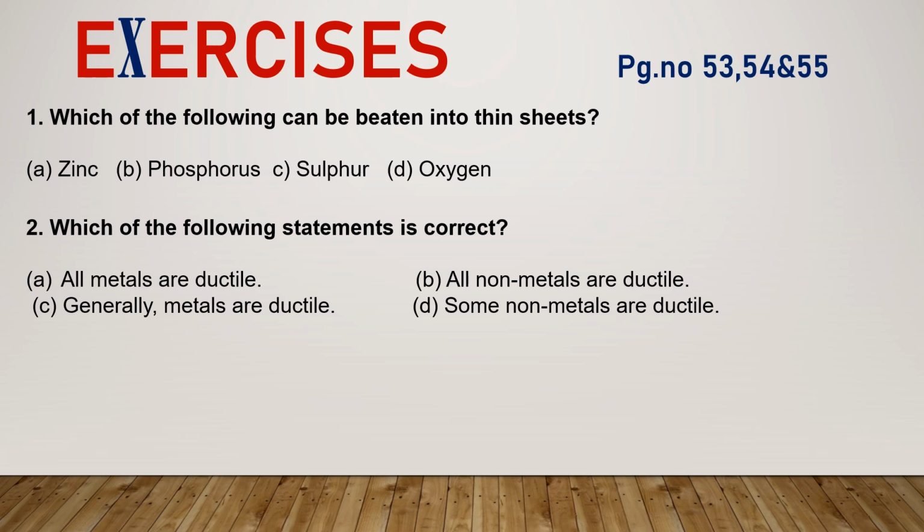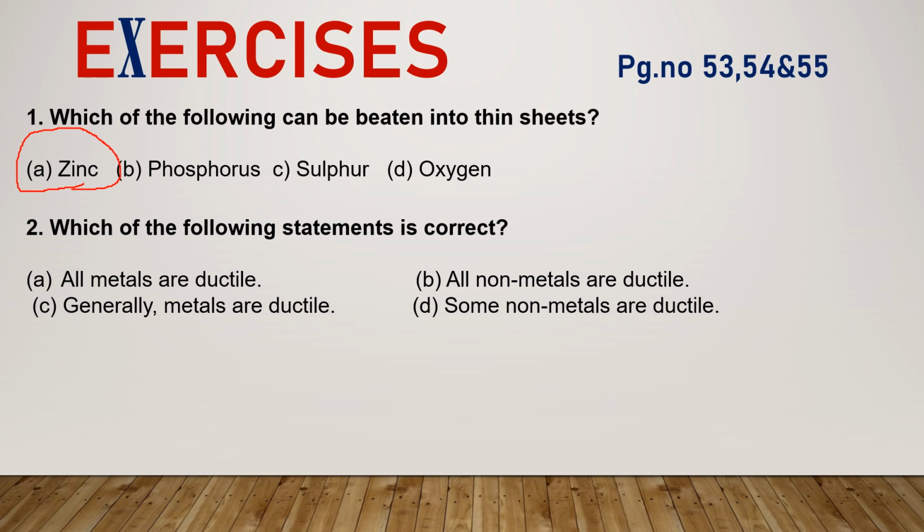Which of the following can be beaten into thin sheets? So you know that metals can be beaten into thin sheets. Here the options are zinc, phosphorus, sulfur and oxygen. In these options, phosphorus, sulfur and oxygen are non-metals, and zinc is the metal, and zinc can be beaten into thin sheets. So you can mark this answer in your textbook.